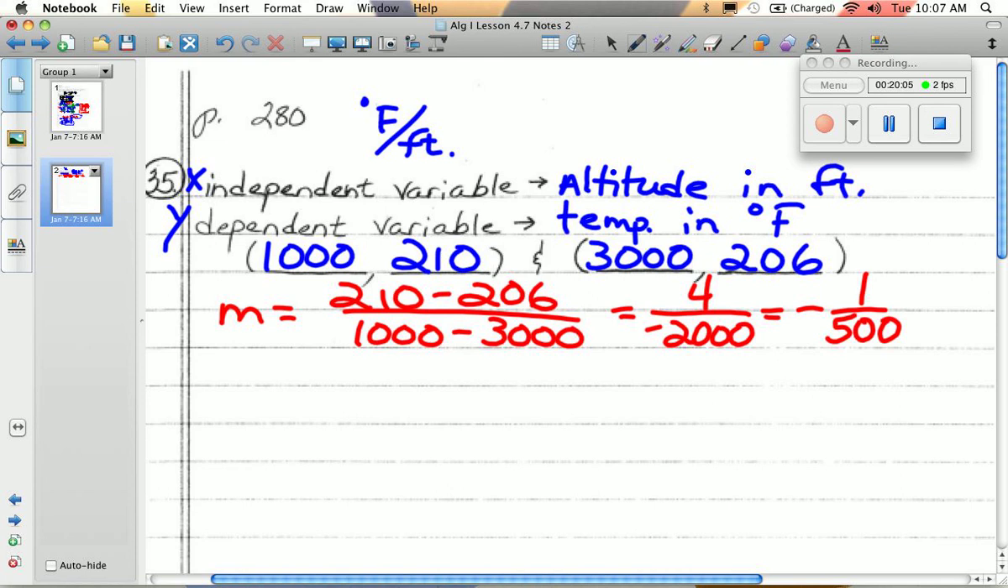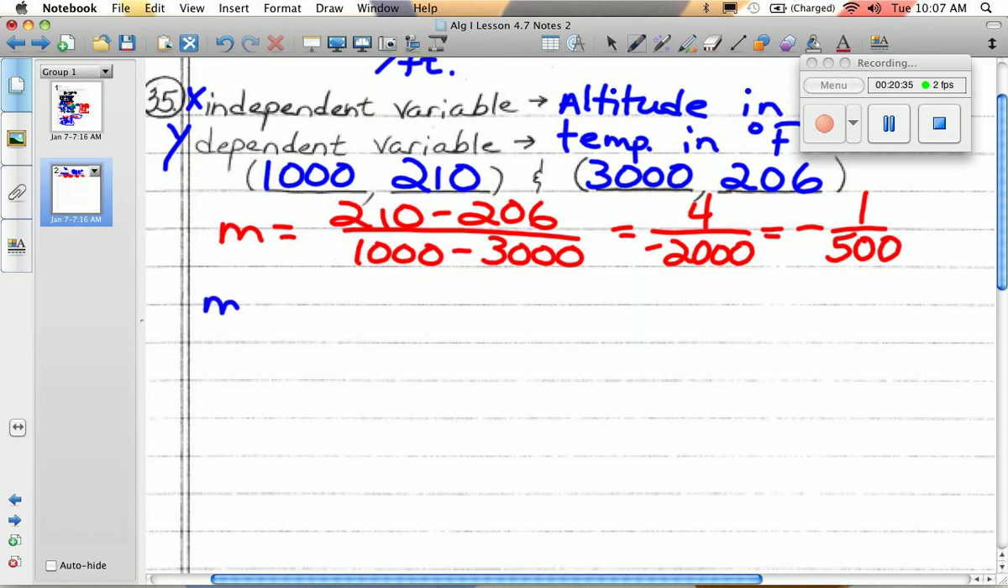Okay? Now what are we gonna do? Remember our goal today is to be able to write an equation in slope-intercept form using point-slope form if we don't already know the y-intercept. Do we know the y-intercept? Do we know what it is at 0 feet, ground level, like sea level? No? Okay, so then we're gonna have to use point-slope form.